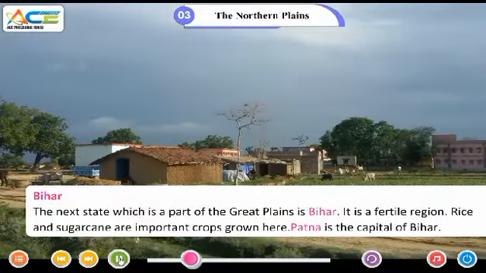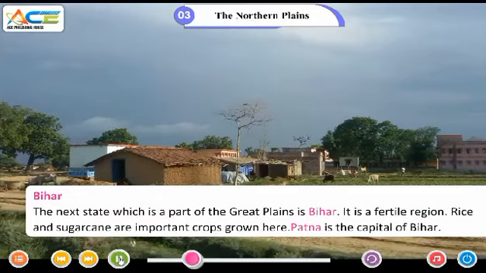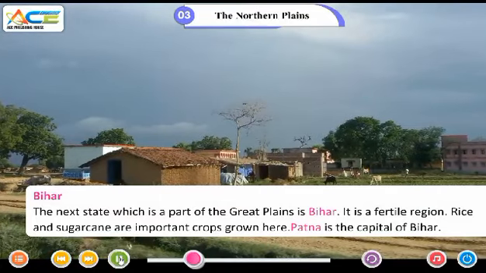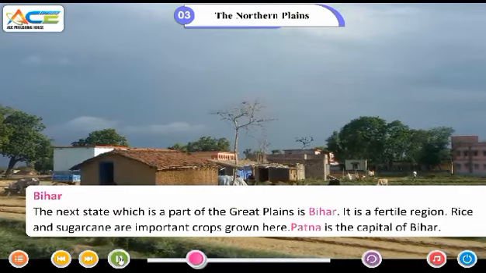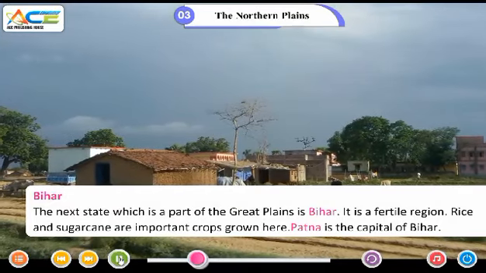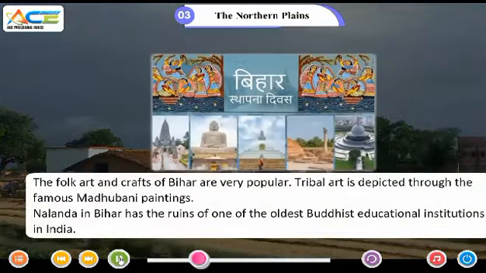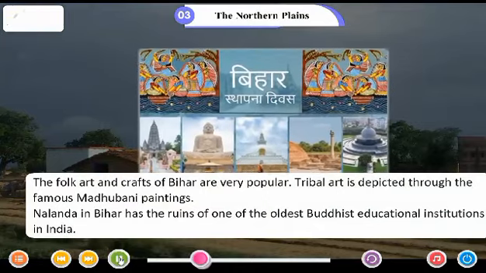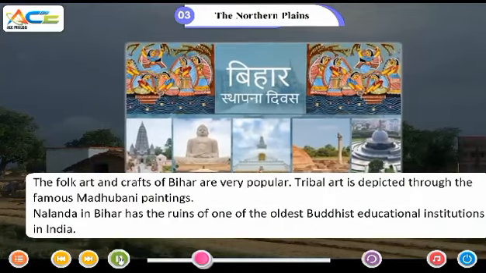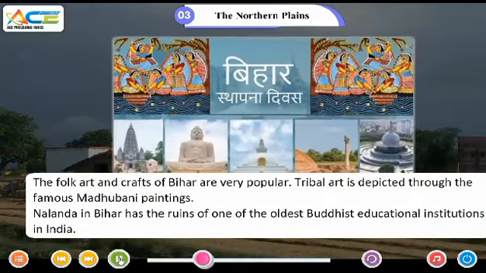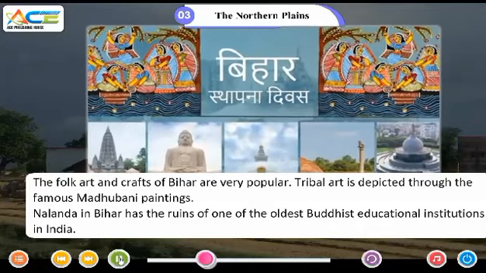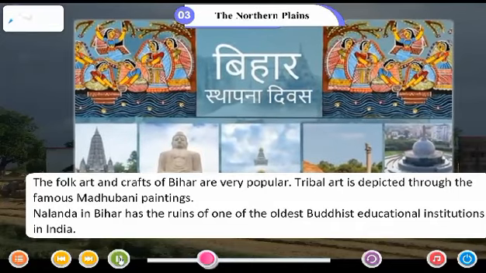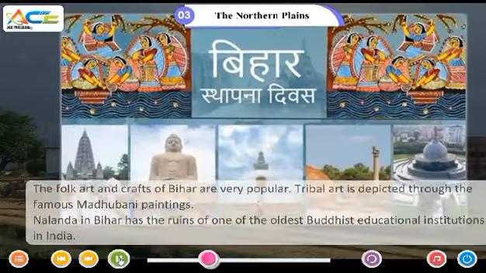Bihar. The next state, which is a part of the Great Plains, is Bihar. It is a fertile region. Rice and sugarcane are important crops grown here. Patna is the capital of Bihar. The folk art and crafts of Bihar are very popular. Tribal art is depicted through the famous Madhubani paintings. Nalanda in Bihar has the ruins of one of the oldest Buddhist educational institutions in India.